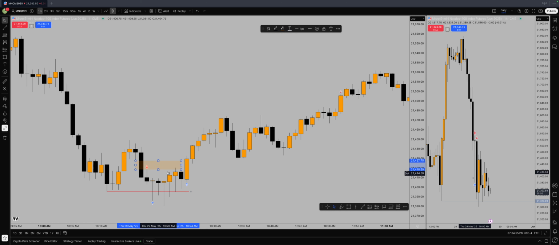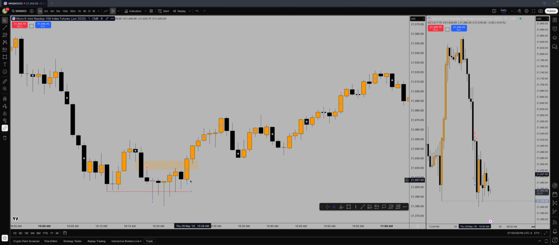Let me do it like this. I saw we have this inverse FVG here. Price closed above, and I got my entry. You can see my entry there pretty clearly by that point. So I got in like this. Stop was below the low. Break even point was here.